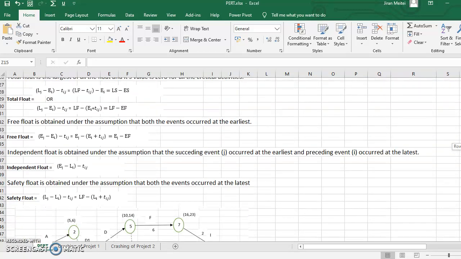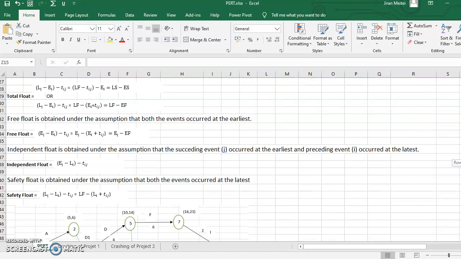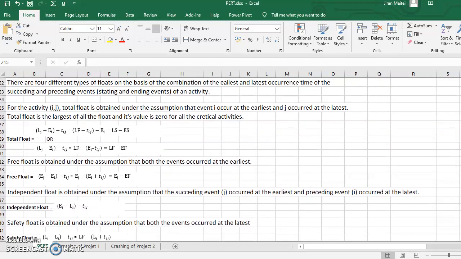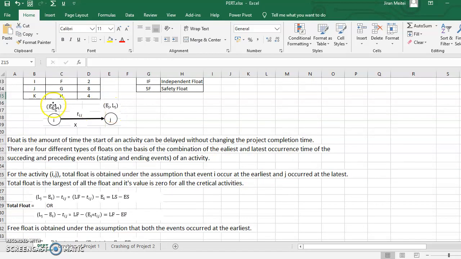Of all these 4 floats, total float is the one which is going to have the largest value, and this is the most important of all the floats. Now, what is total float? How do you compute this? If the combination is done on the basis of LJ and EI, then you're going to have the total float LJ and EI minus the time taken of the activity IJ, or activity X, which is TIJ. So LJ minus EI minus TIJ will give the total float.